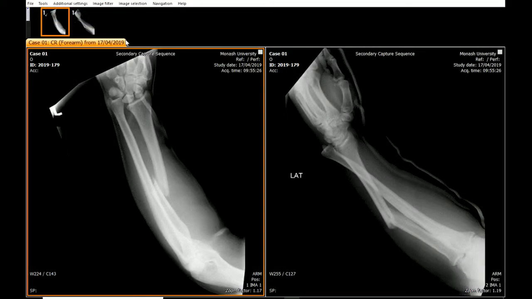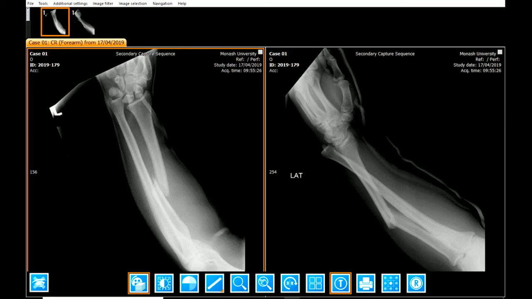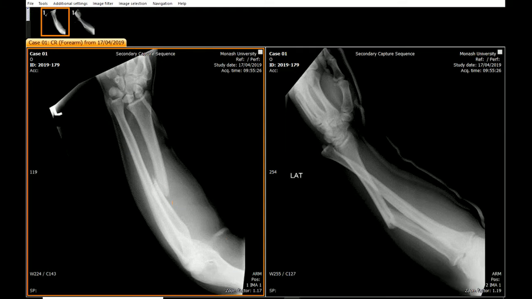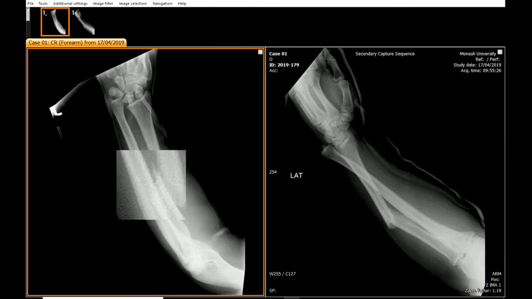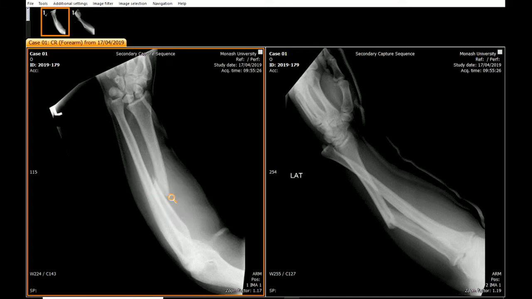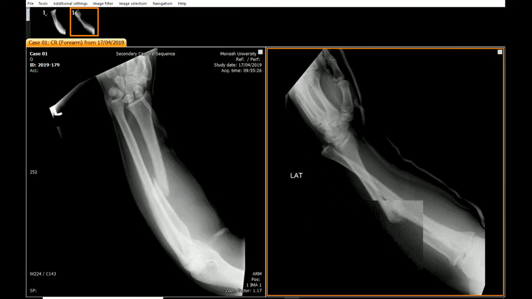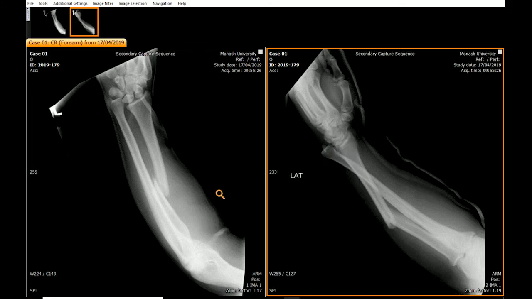For case 1, we have a patient who was hit on the left forearm with a metal object. So if we look at the views that we have, it's not ideal. However, we can see that there is a significant fracture to the radius and that the fracture is displaced dorsally. We can also see that there is a dislocation of the radio-ulnar joint distally, and that is an indication of a Galeazzi fracture.